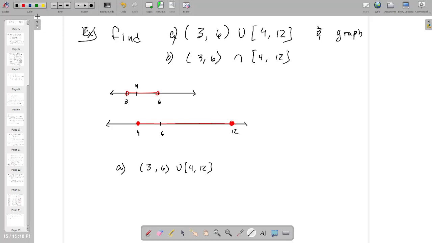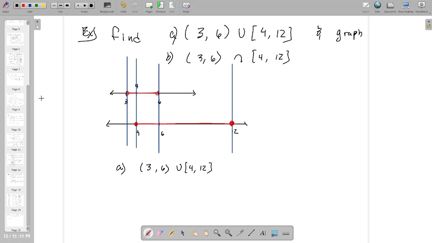So if you look at this from a vertical perspective, I'm going to draw a few vertical lines here. If we look at this from a vertical perspective, 3 would be 3 here, 4 lines up with 4, and 6 lines up with 6. Now, everywhere you see a shade, wherever you see red on the respective graphs, that's where each of the sets are graphed. So 3, 6 is graphed here, and 4, 12 is graphed here.